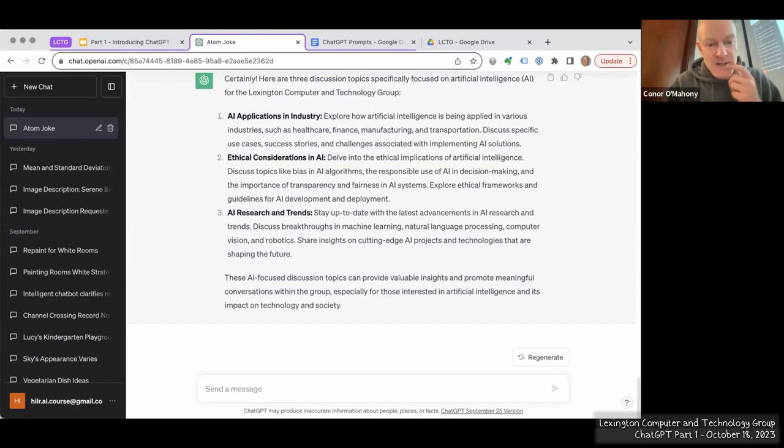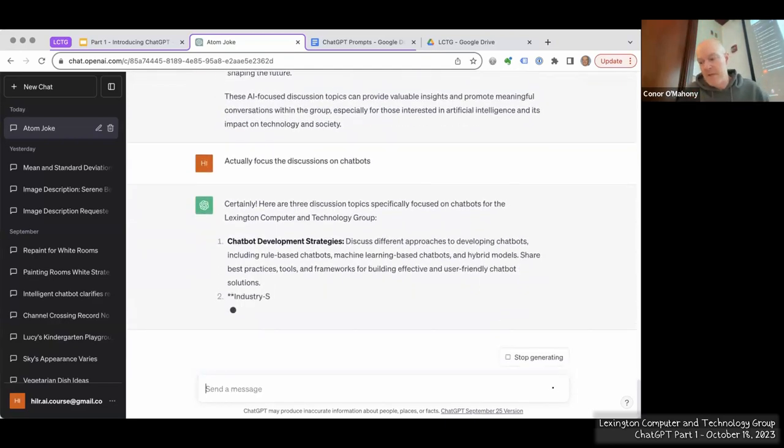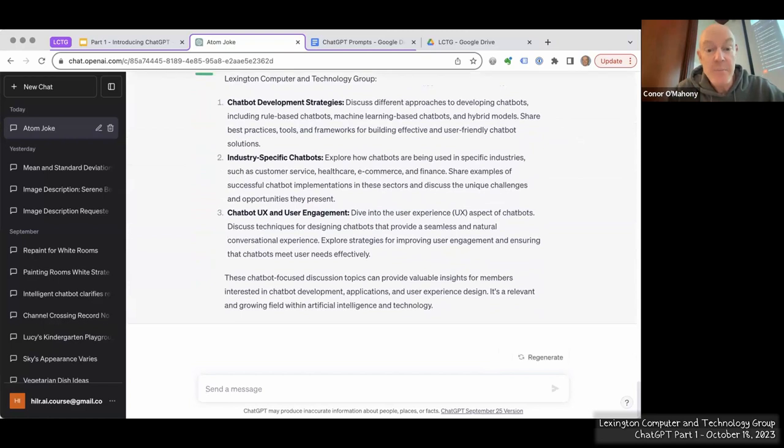How about now we say, okay, these are good, but actually focus the discussions on chatbots. Okay, so now we've got some suggestions for future topics: chatbot development strategies, industry-specific chatbots, chatbot UX and user engagement. What's UX? User experience. Yeah, fourth and fifth words in the description. So that's kind of interesting.